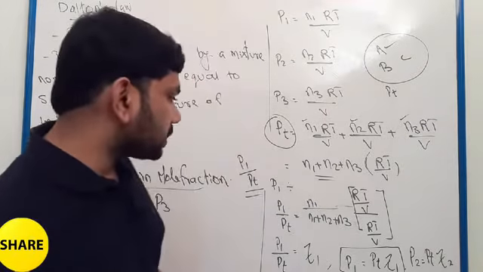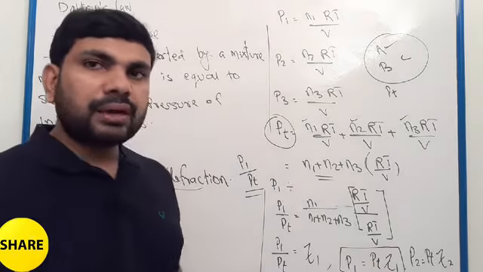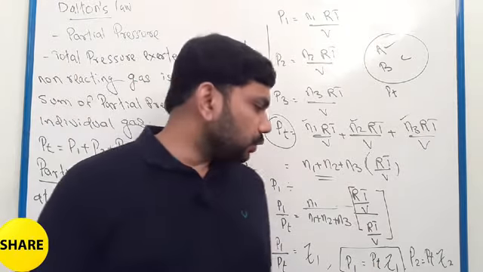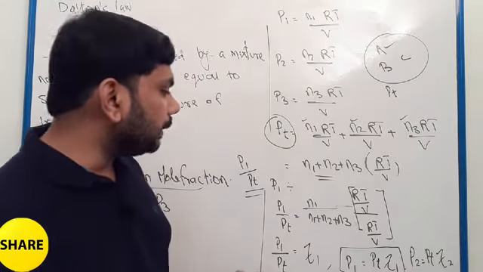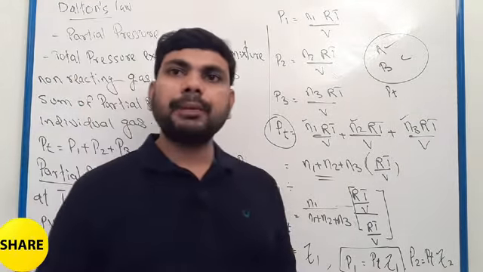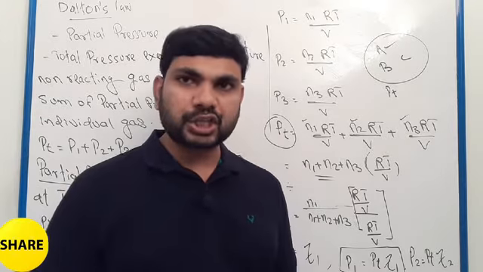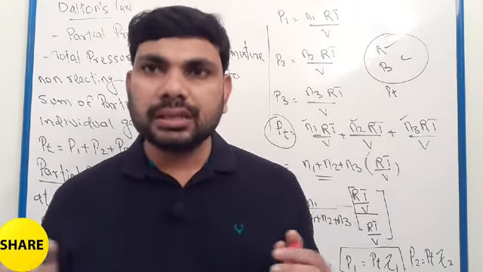So remember this: P1 equals PT times chi 1. You can find different values using this type of equation. This is the relation between partial pressure and mole fraction. These are the things we had to discuss in this video.